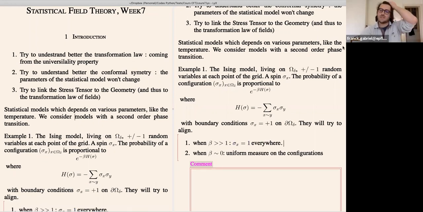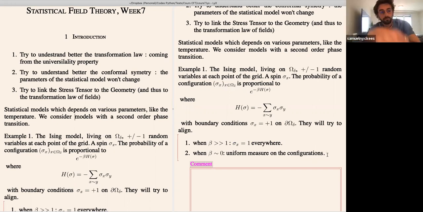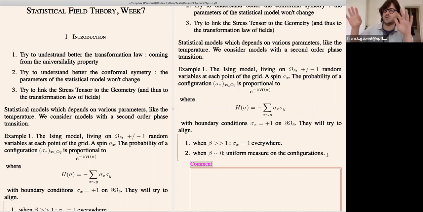Okay, so we can see two things: there are actually two kinds of regime. One where beta is really big and everything is frozen. It's like if the temperature dropped to 0, and then everything tends to align. So, for example, if I have a point in the middle of my grid, it will actually feel the effect of the boundary. And when beta is close to 0, then we see that everything is disordered.